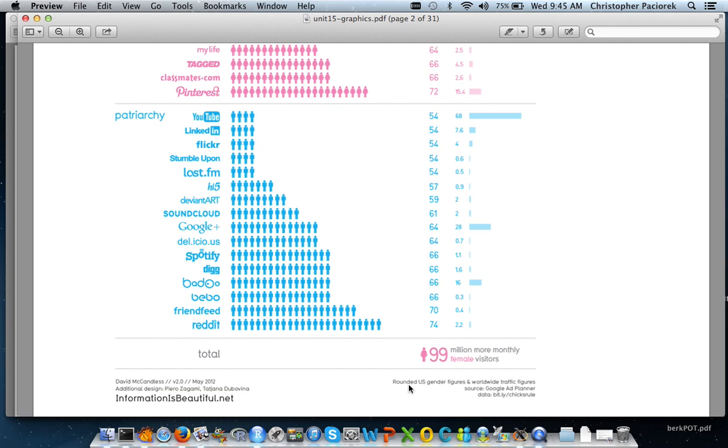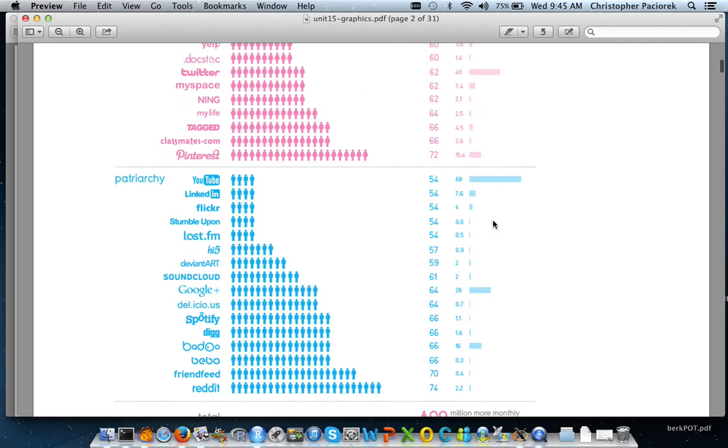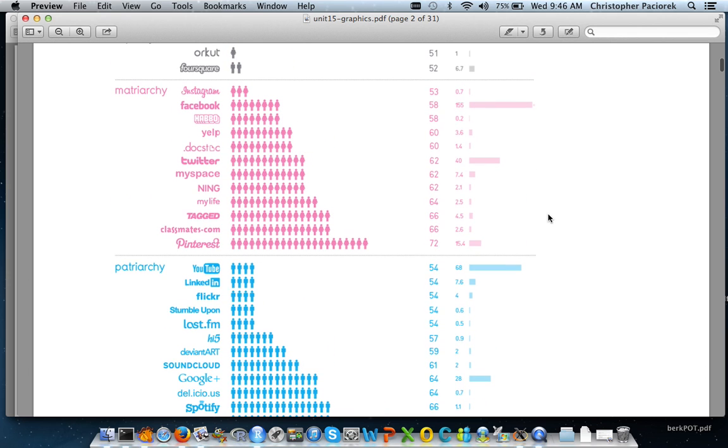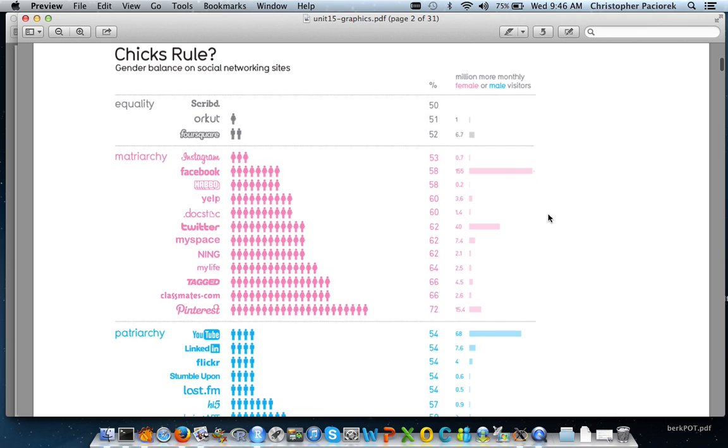And then down here it says rounded U.S. gender figures and worldwide traffic figures. So it looks like this column has something to do with U.S. and this column has something to do with international traffic. And then you can see that it's doing this ordering of the different websites. So maybe I'll leave it like this.